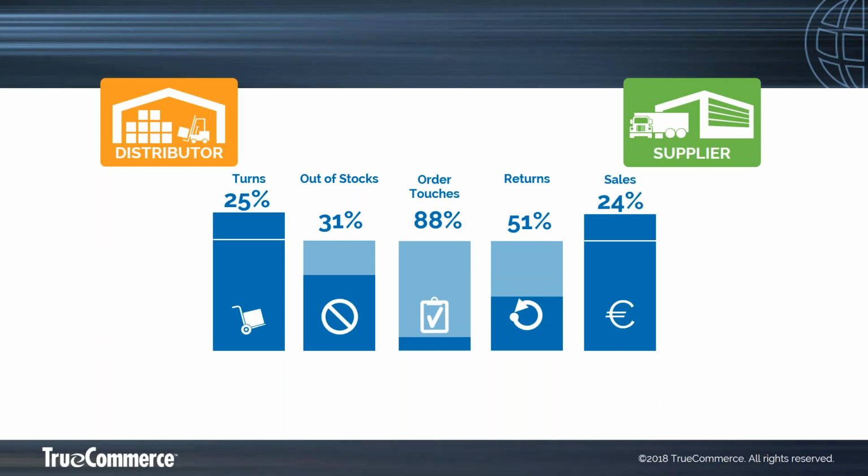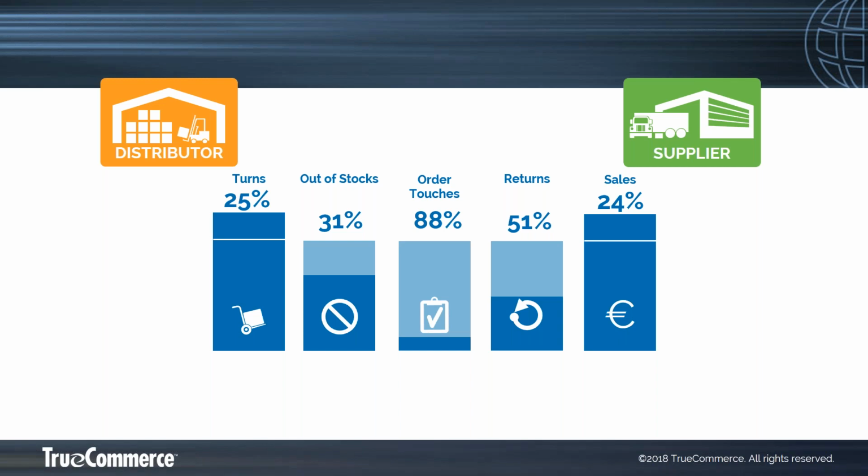So turns, practically, we see an increase of up to 25%, which of course has a huge impact on working capital performance and simply also rationalizing inventory on the distributor and retailer side. Out of stocks, we see a decrease of up to 31% on average of out of stock occurrences, which results, of course, in way less lost sales.